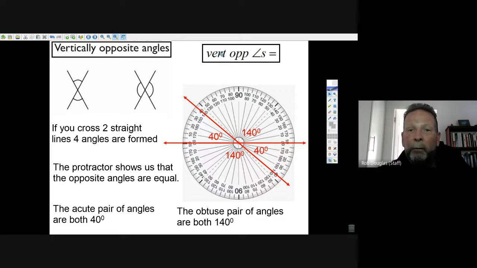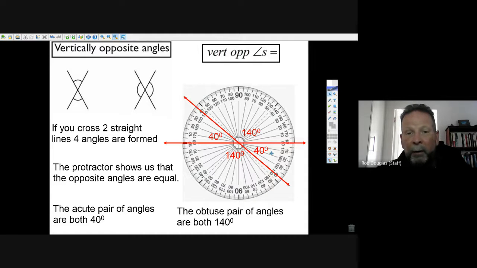And that's the reason you have to write down if you use it: vertically opposite angles are equal. So if you know that angle is 40 degrees and you don't know this angle, it's got to be the same, because when you cross two lines, they're equal.